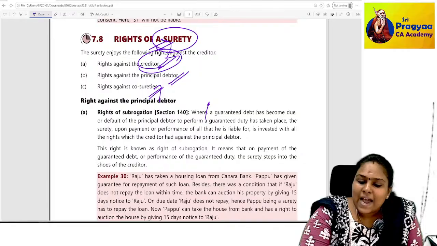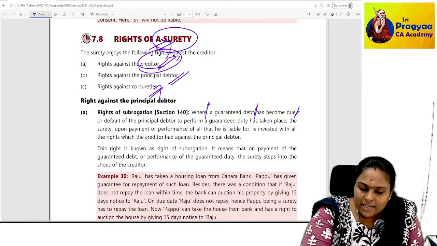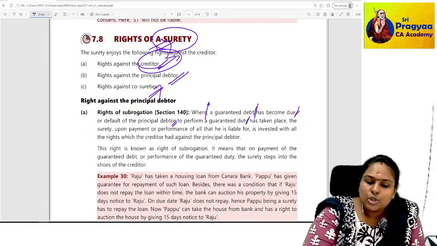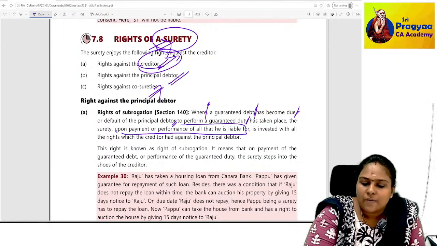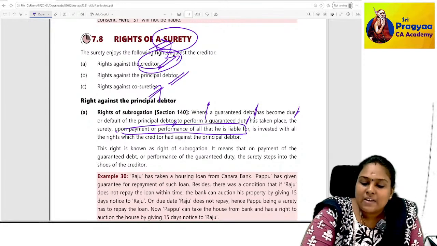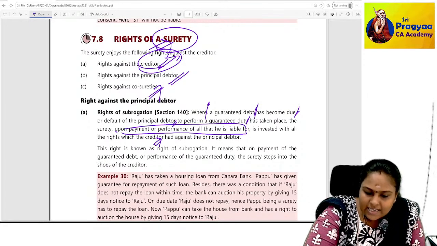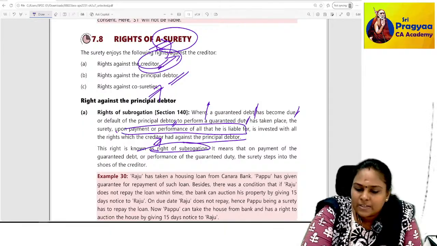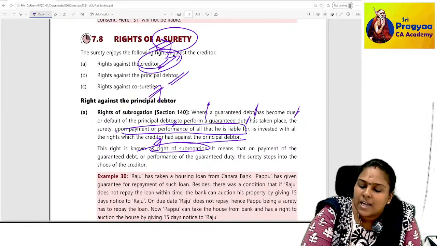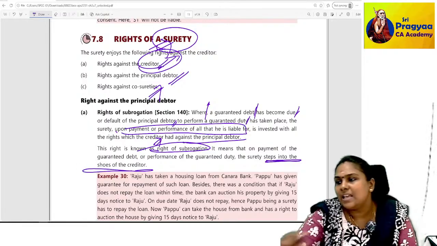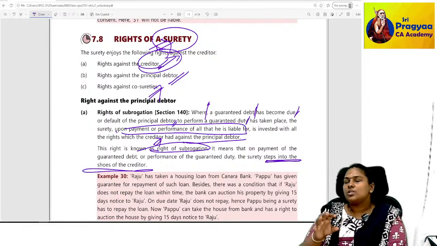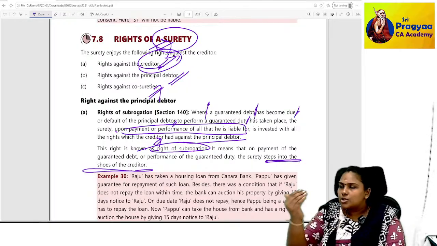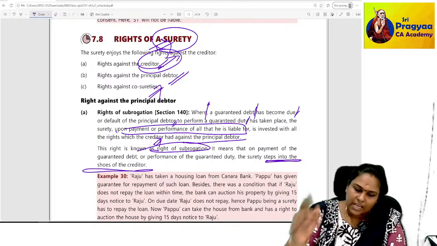Where a guaranteed debt has become due, or a default of the principal debtor to perform a guaranteed duty has taken place, the surety, upon payment or performance of all that he is liable for, is invested with all the rights which the creditor had against the principal debtor. This right is known as what? Right of subrogation. It means simply stepping into the shoes of the creditor. So the moment this surety pays the creditor and the creditor leaves the place, who comes into the picture? The surety comes into the picture and takes the character of the creditor.